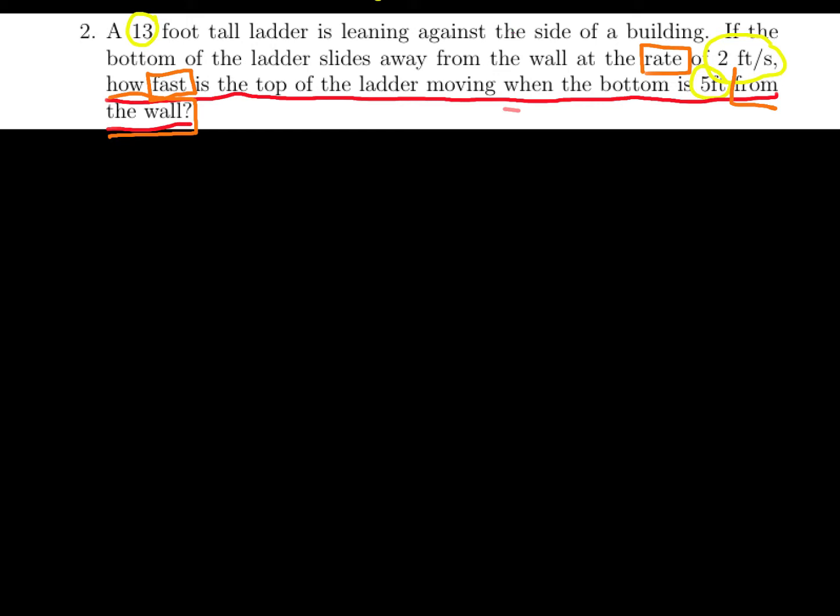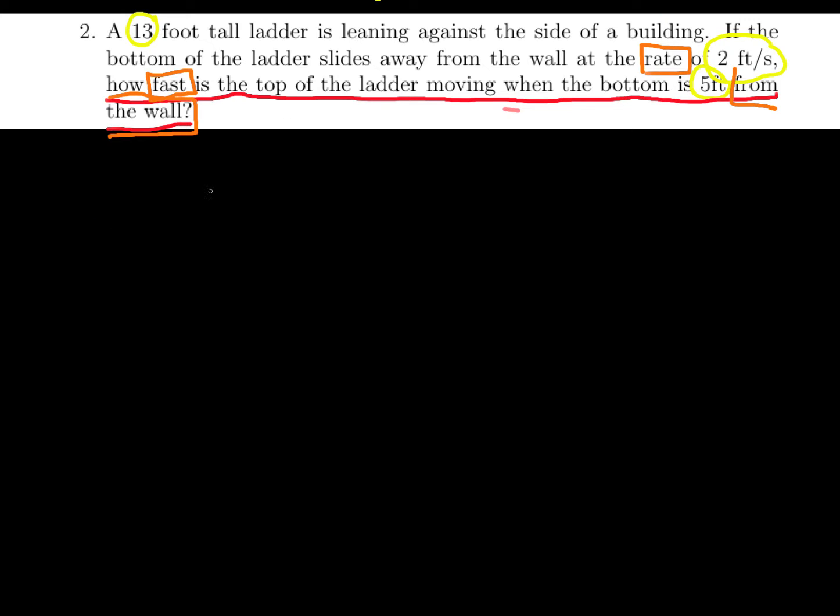So we've circled, underlined, and boxed, and now we need to eliminate if there's anything extra. And again, I don't see any extraneous variables in this problem. Okay, so now let's organize our work. So I've got a 13-foot ladder leaning against the side of a building.